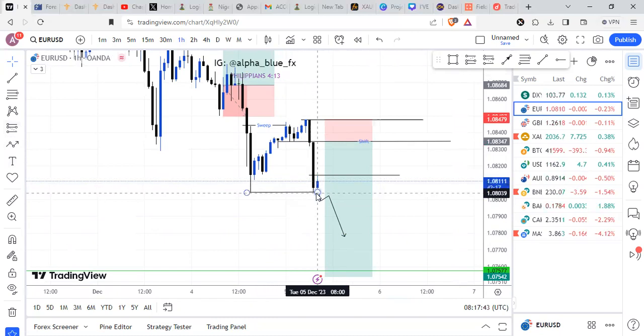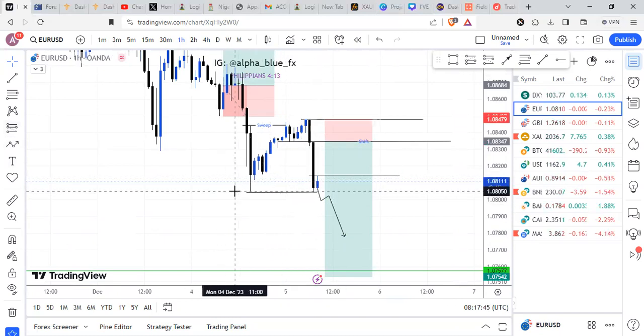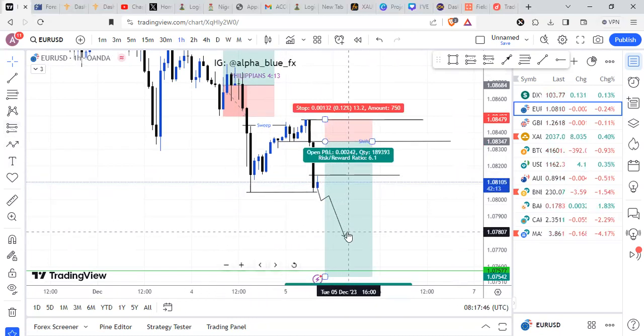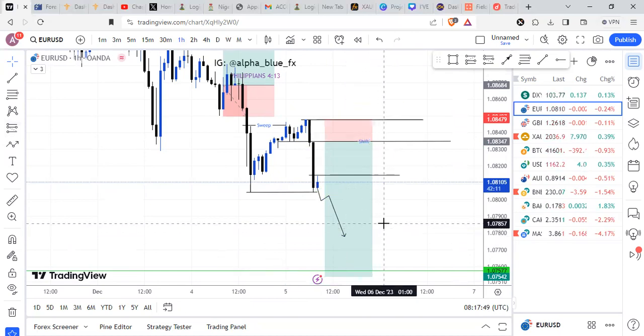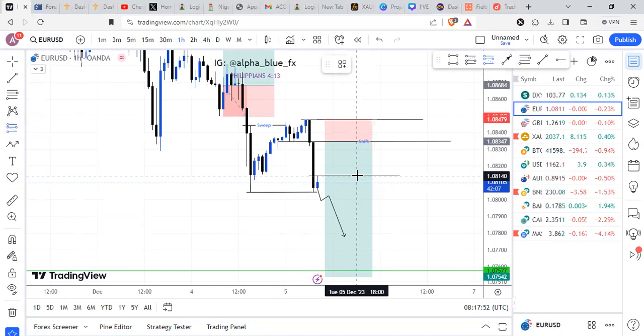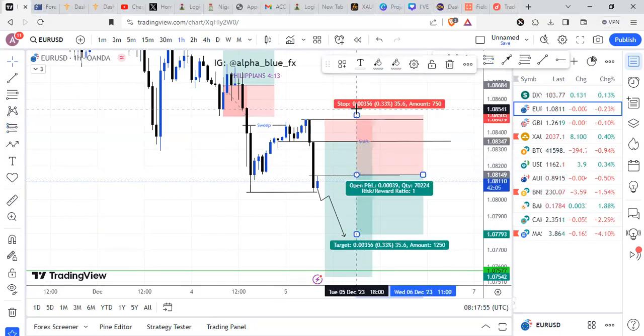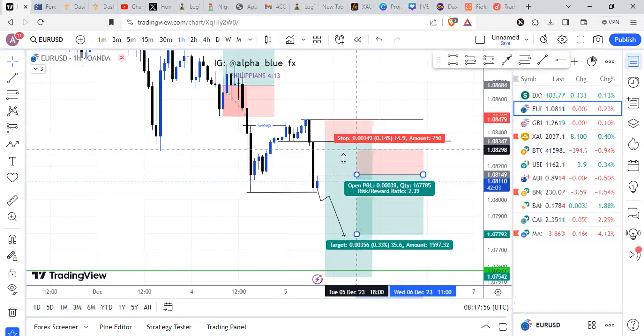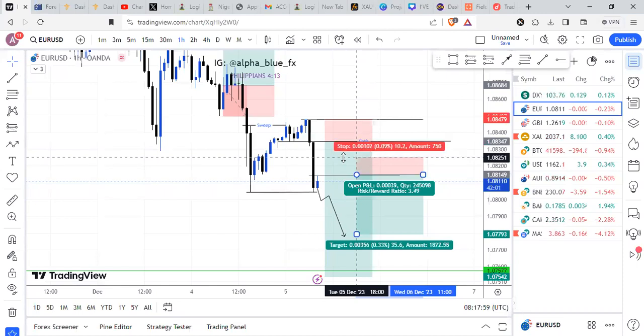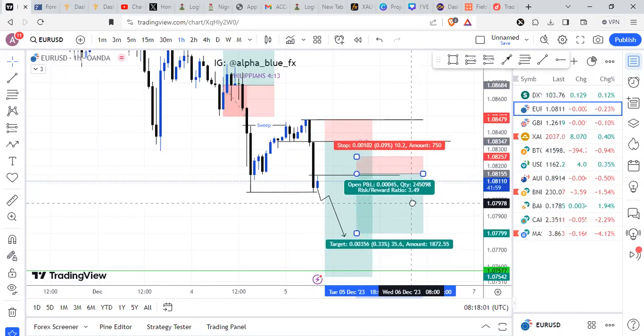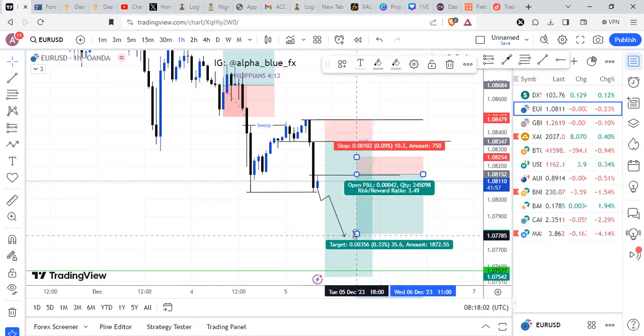So if we see price break this low, these equal lows, and continue pushing down, I'll wait for it. By New York session, I'm going to come and put my entry here. I'll set my limit here, 10 pips above, right? 10 pips like this, and then I'll still target this place.